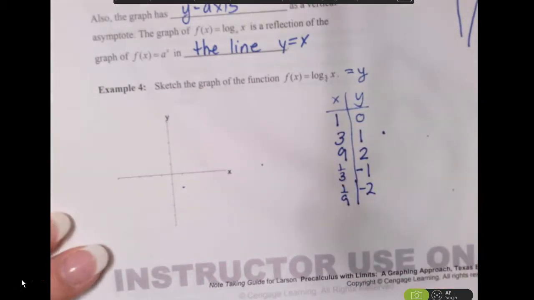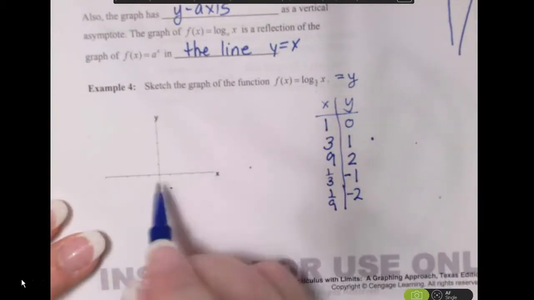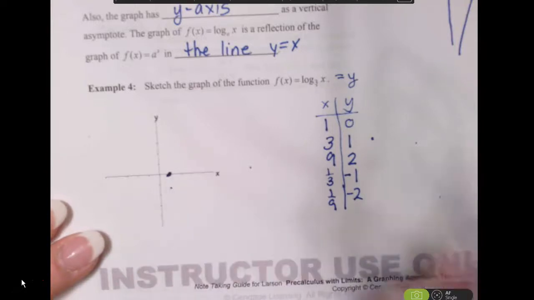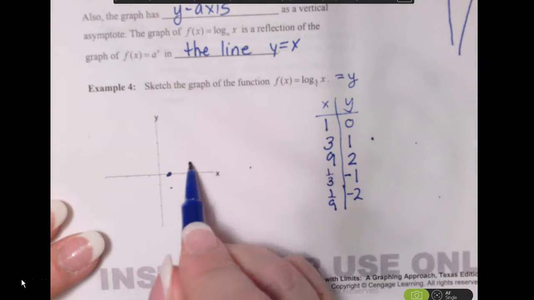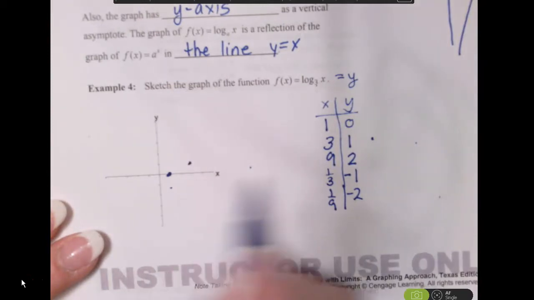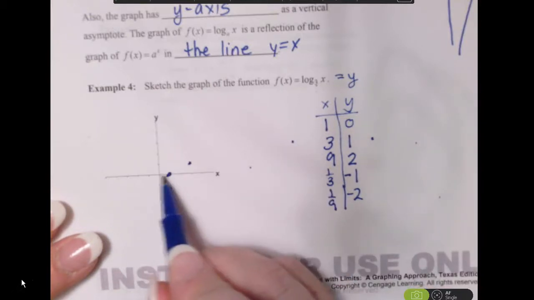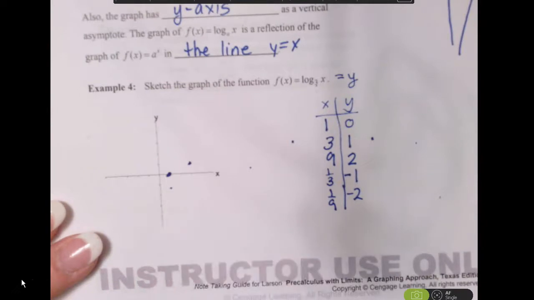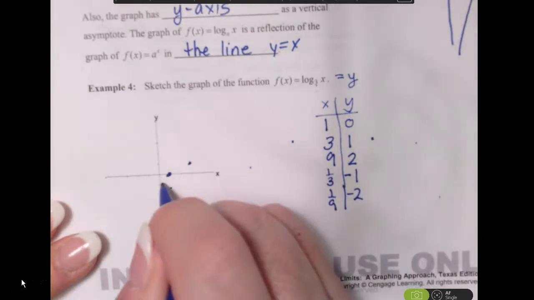So now I've got enough points where I can plot my parent function. At (1, 0), I've got my intercept, and then (3, 1), and then 9 is way out here, and I'm just going to go up to 2. So you can kind of see the function is increasing very slowly. Between 0 and 1, our graph just starts to go down.